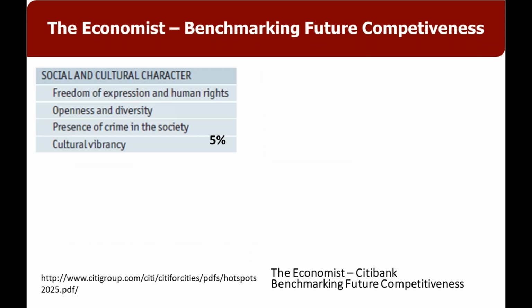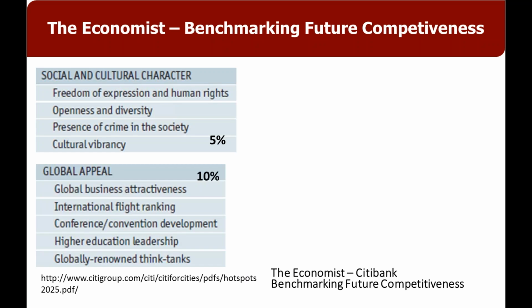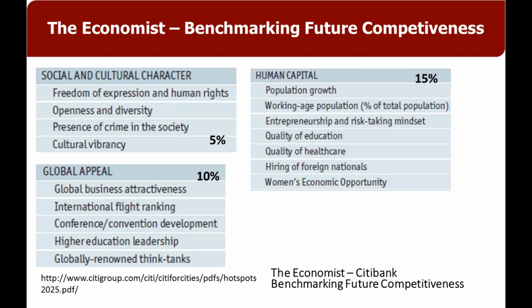They then look at social and cultural character, so we see that come up again, and that gave a 5% rating. So freedom of expression and human rights, openness and diversity, presence of crime, and cultural vibrancy. Your global appeal, how is it able to attract global business? What's your international flight ranking? In other words, travel to and from. What about your conference and convention development, ability for higher education, and then this idea of globally renowned think tanks? So they gave this a 10% weighting.